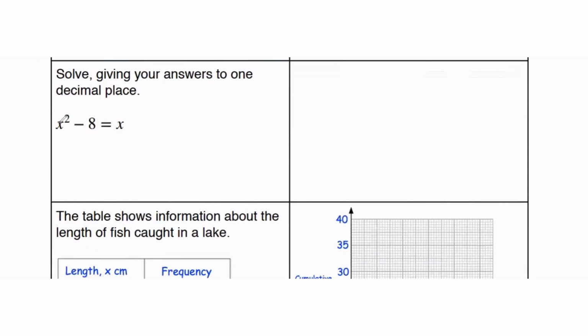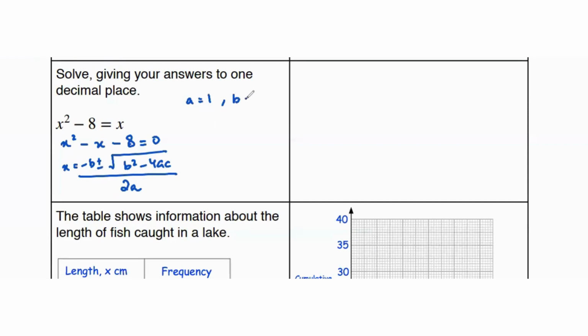So what we're going to do is bring the x to the left hand side. We're going to have x squared minus x minus 8 equals 0. We have a quadratic equation. And since it says give your answer to one decimal place, that means we're going to use the quadratic formula. The quadratic formula is x equals negative b plus minus square root of b squared minus 4ac over 2a. A is 1, b is negative 1, and c is negative 8. A is basically the coefficient of x squared, b is the coefficient of x, and c is the constant.